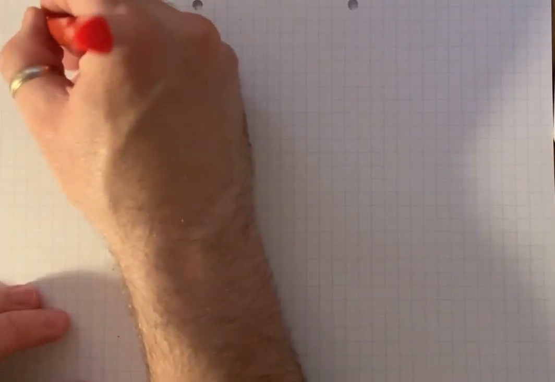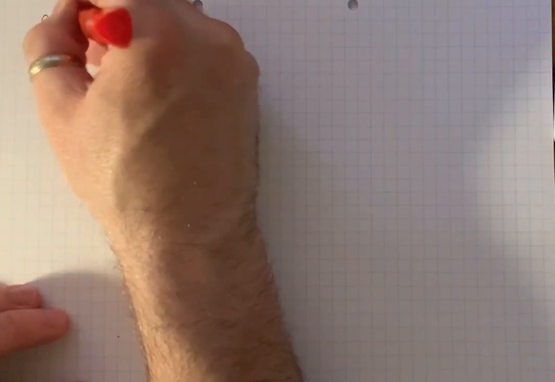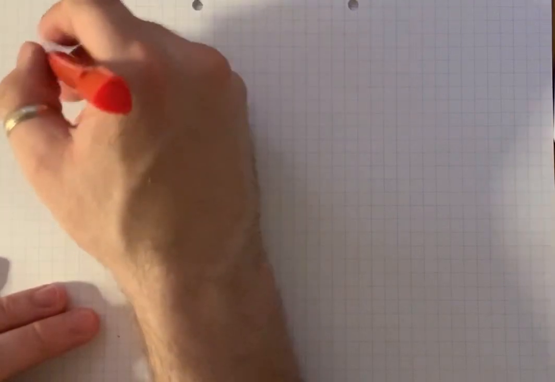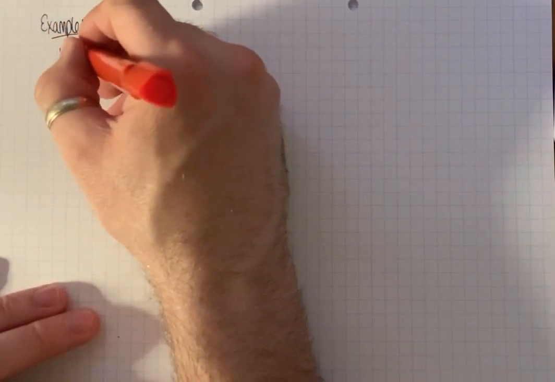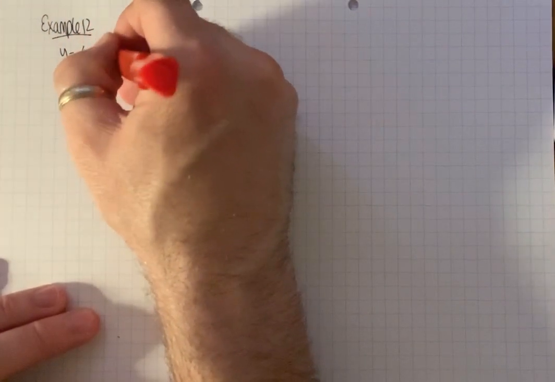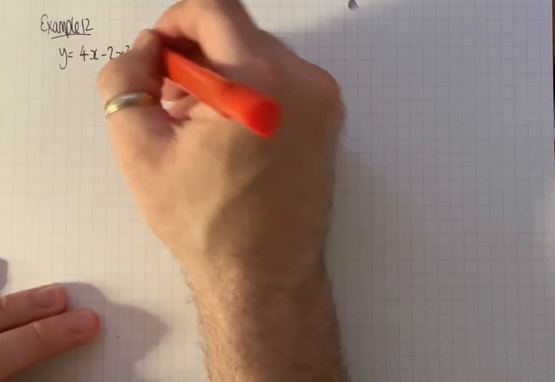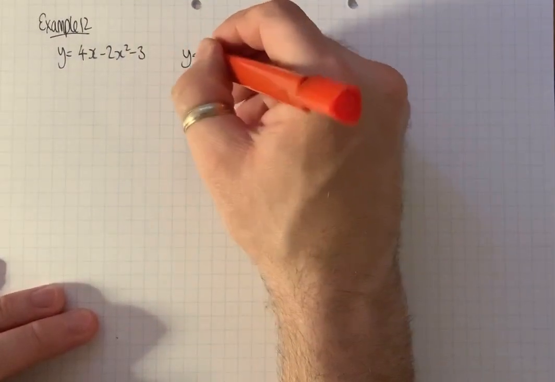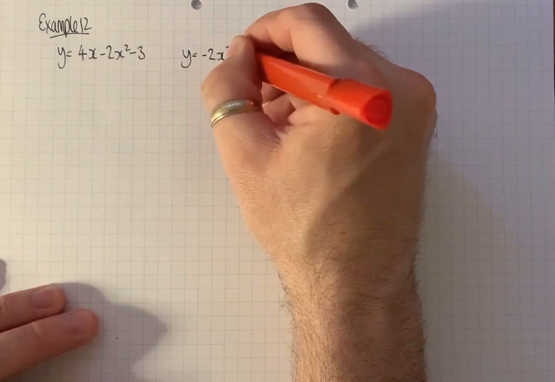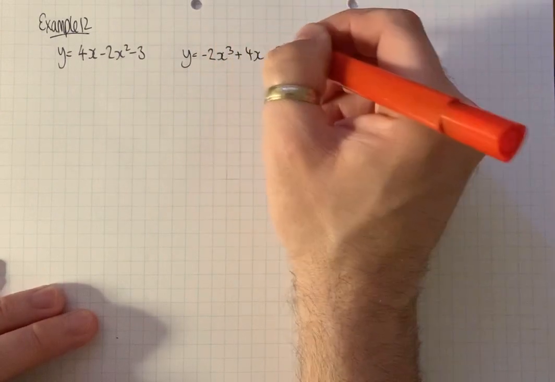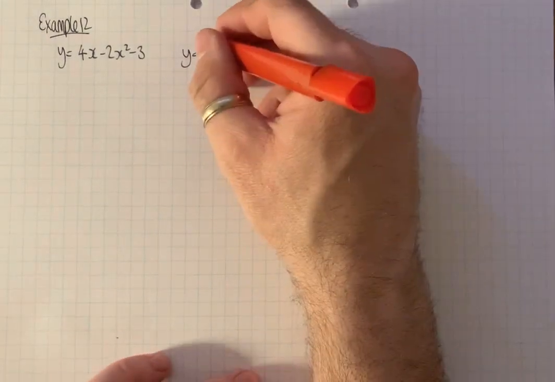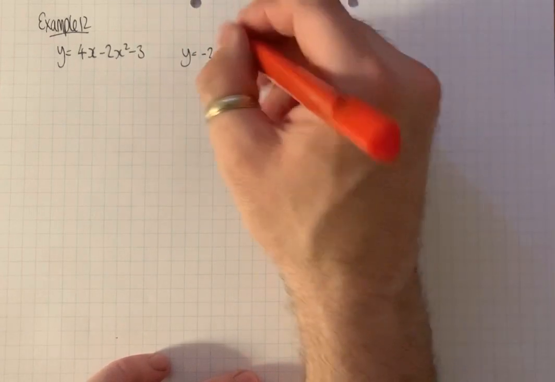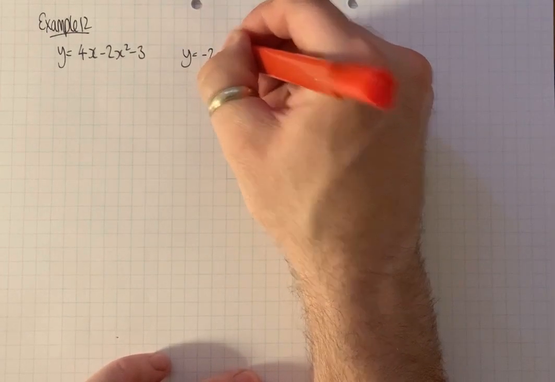Okay. On to example 12. This time I need to sketch the graph of y equals 4x minus 2x squared minus 3. Well, first let's write it in the preferred order: minus 2x squared plus 4x, take away 3. That's meant to be a squared, sorry, not cubed.